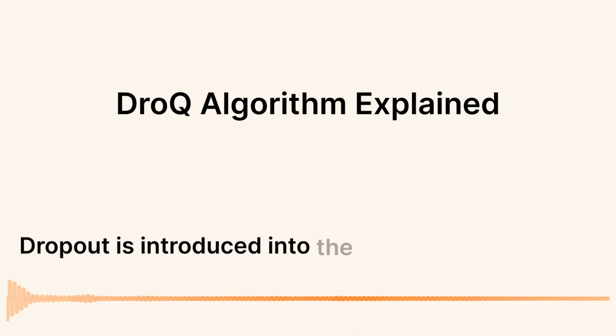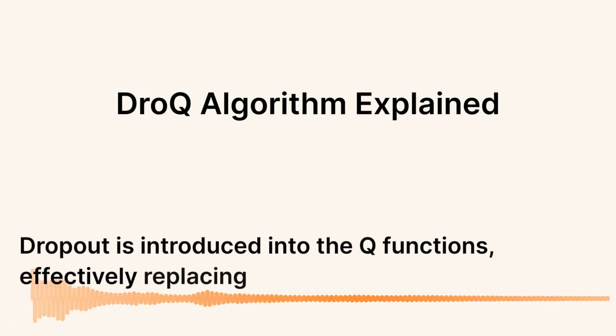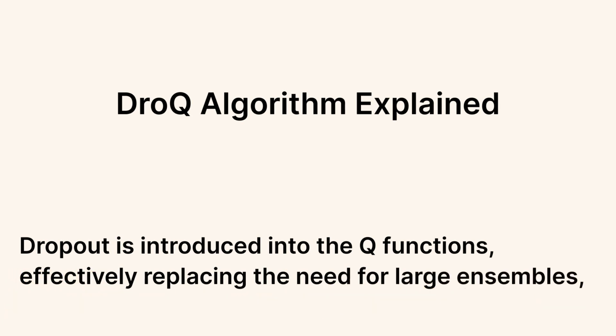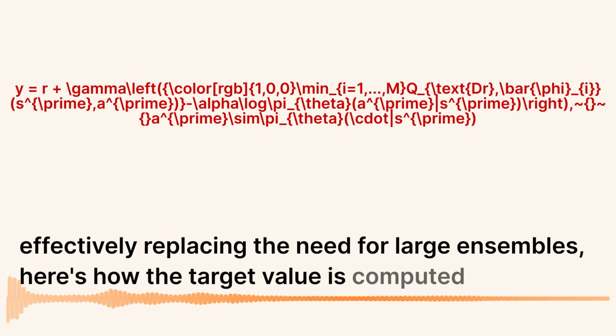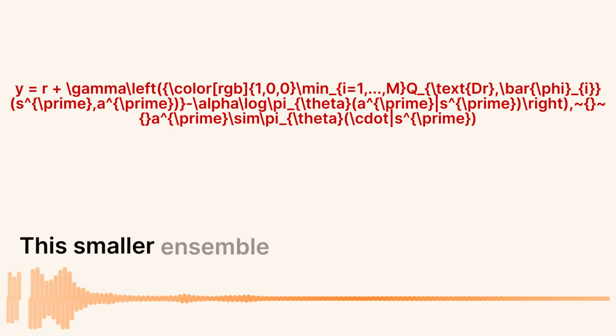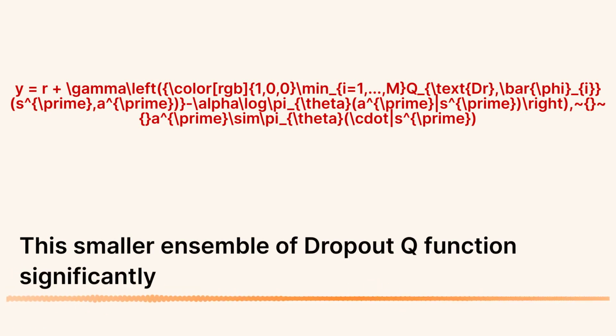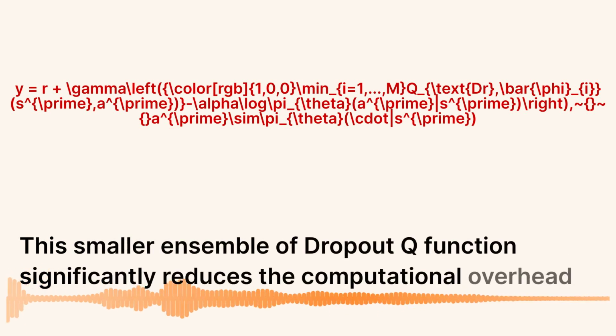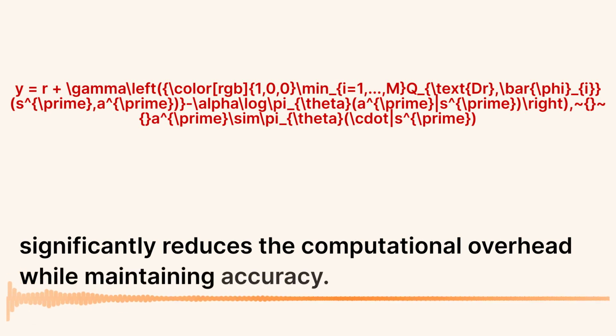Dropout is introduced into the Q functions, effectively replacing the need for large ensembles. Here's how the target value is computed in DroQ. This smaller ensemble of dropout Q functions significantly reduces the computational overhead while maintaining accuracy.